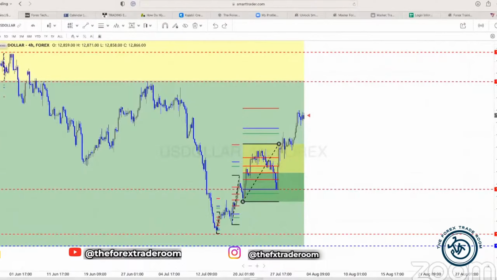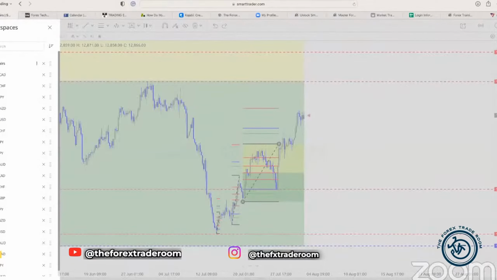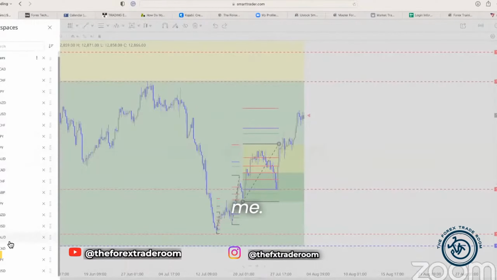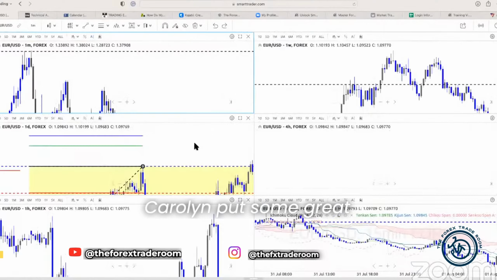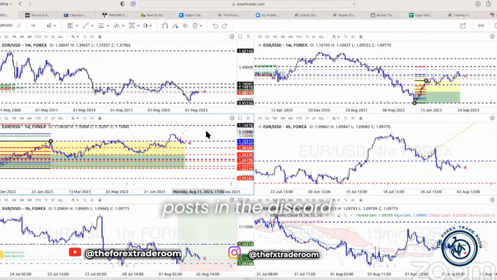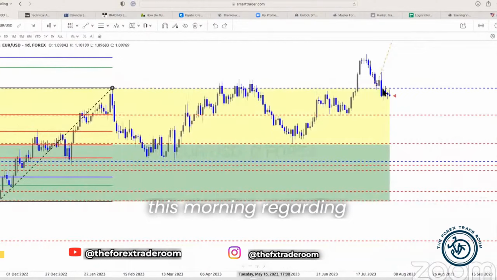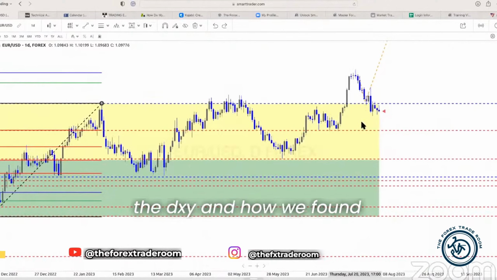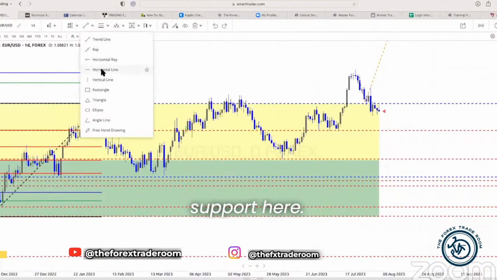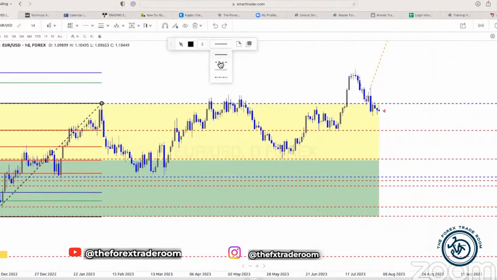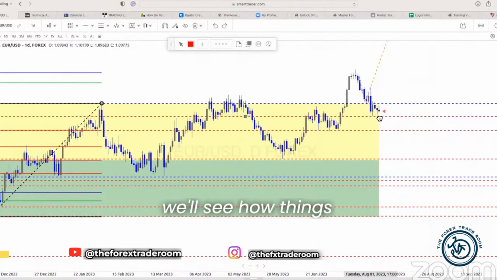Hop over to, I want to look at the euro dollar first. Carolyn, I want you to talk to me. Carolyn just put some great posts in the Discord this morning regarding the DXY and how we're trying to find some support here. And potentially we'll see how things move through the day today, but we'll see if we get a turn and a pushback to the upside.